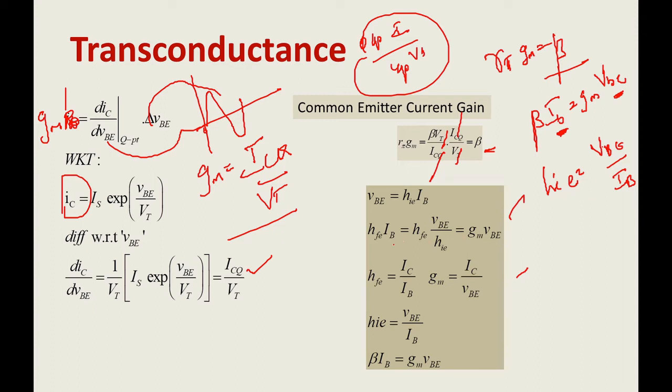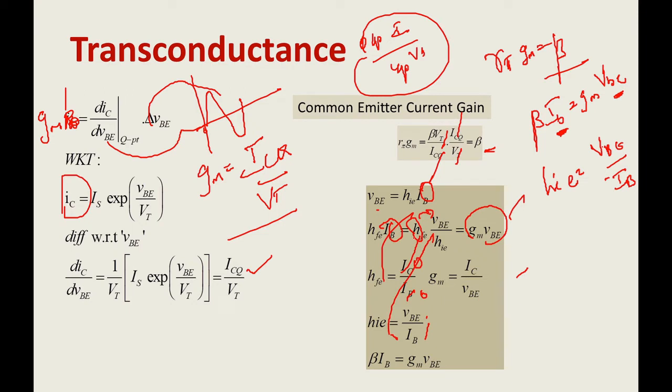So now you know the HFE IB. I am taking that product. From this equation I can write IB is nothing but VB by HI. I plug in here. HFE is nothing but your output current by input current, that is the basic definition for HFE. HIE is nothing but your VB by IB. If you substitute this part and this part, both IB will get cancelled and you will get IC by VBE.